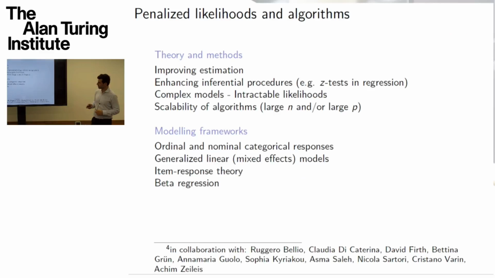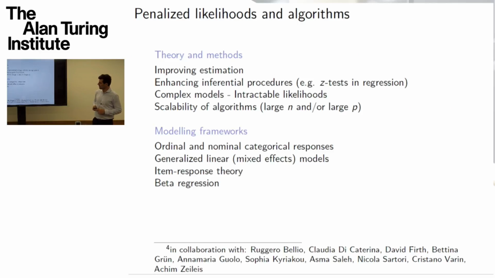We focus quite a lot on complex models, particularly models with intractable likelihoods, both in terms of computation and analytically intractable sometimes. So how do you correct inference in those settings when even the maximum likelihood estimation framework is not available? And also we take particular care on making all these scalable, both in terms of sample size and number of variables.